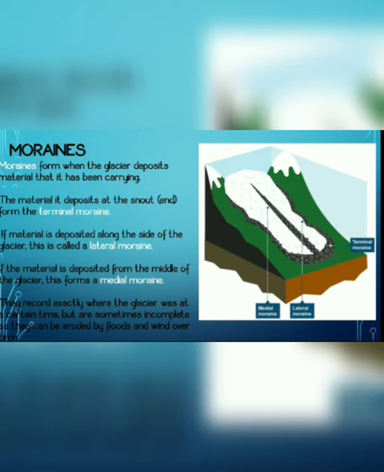They record exactly where the glacier was at a certain time, but are sometimes incomplete as they can be eroded by floods and winds over time. So these moraines can be eroded because of floods, or they can be removed because of wind also.